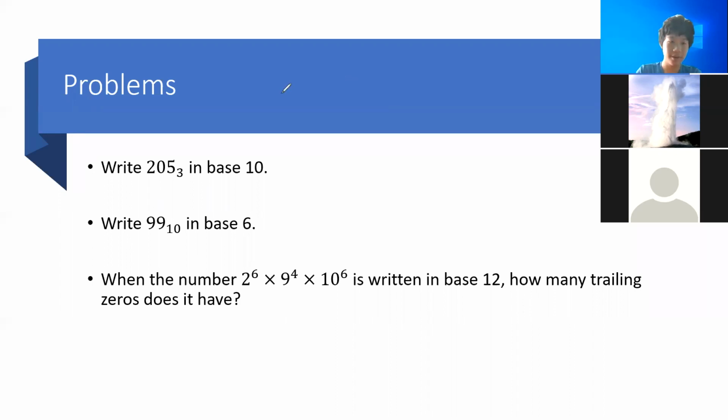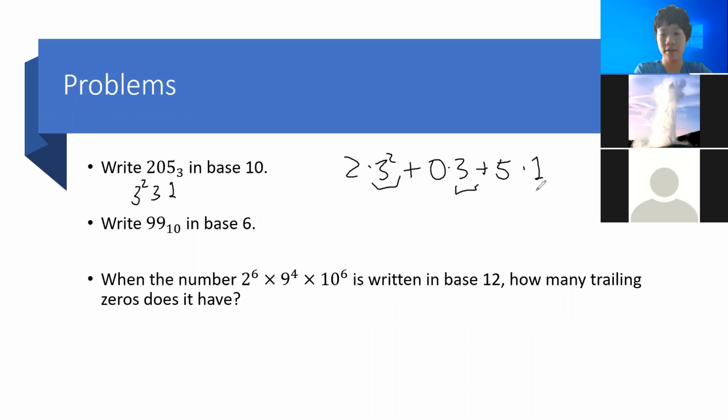So the first one I'm going to write, this base 3 number in base 10. So remember how the places basically mean first place is 1, 3, and then 3 squared. So 205 in base 3 is the same thing as 2 times 3 squared plus 0 times 3 plus 5 times 1. Okay? So all you need to do is add these together. 3 squared is 9 times 2 is 18. And we add 0, add 5, just 23. Okay, so that's 205 base 3 in base 10.